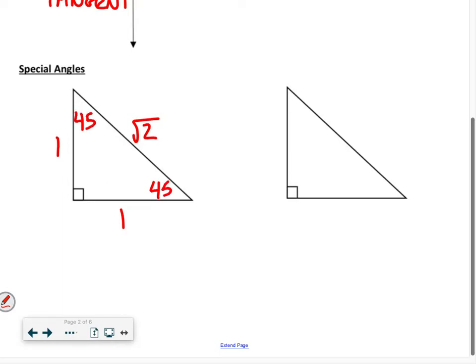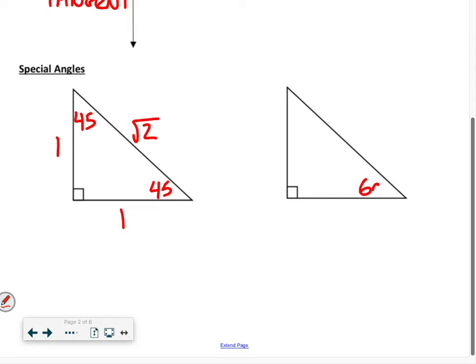Okay, now this year we're going to work primarily with radians, but you still need to remember how to use degrees. Those 45s are going to change. The triangle itself doesn't change, it just changes the units that we're using. So we're going to go from degrees to radians, and we'll talk about that a little bit later in the unit. Now the second triangle is a little bit harder to recognize.